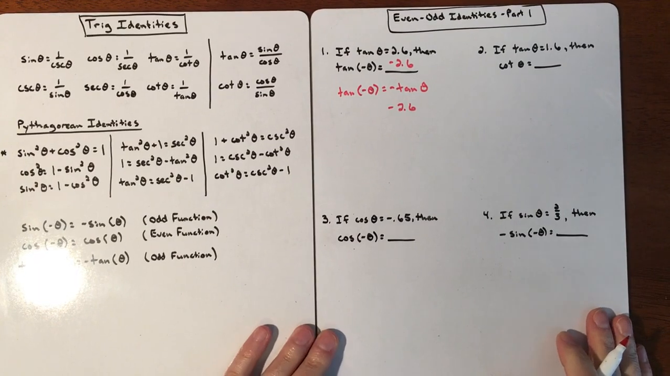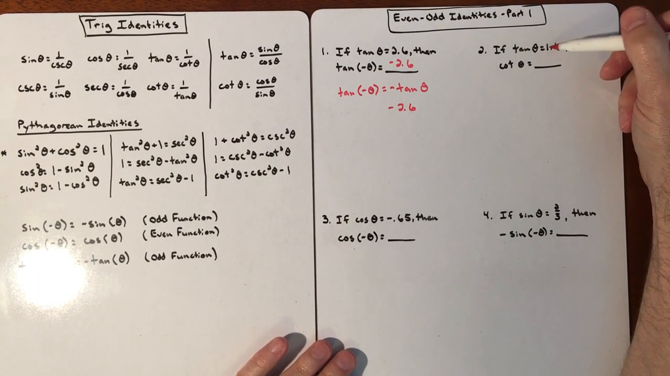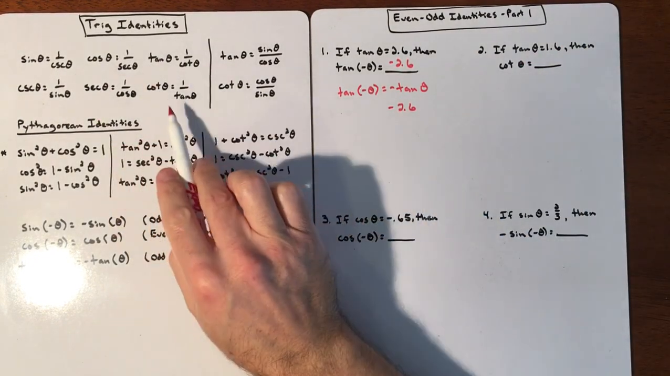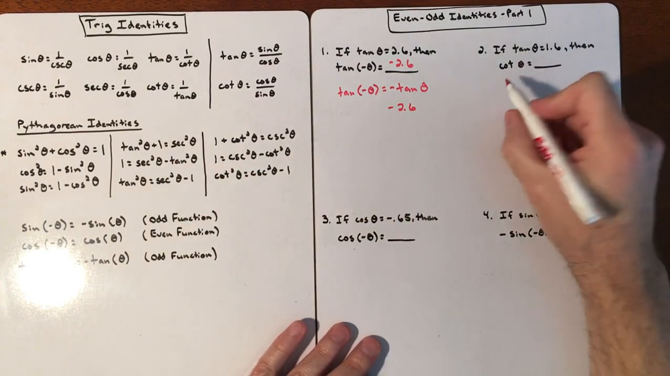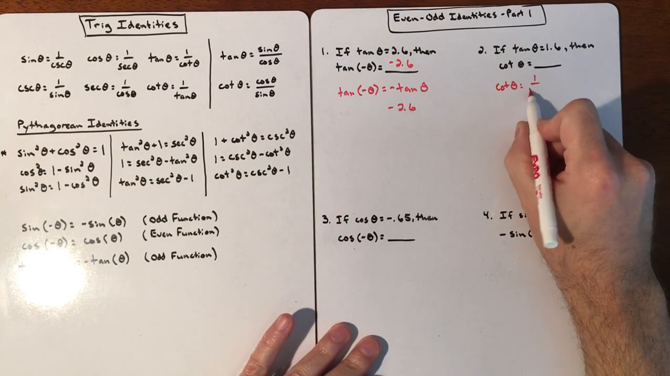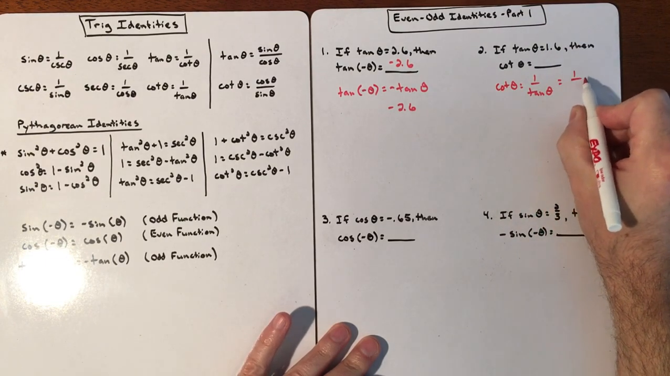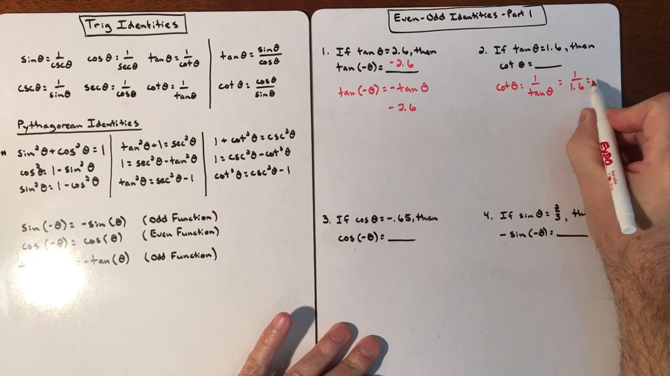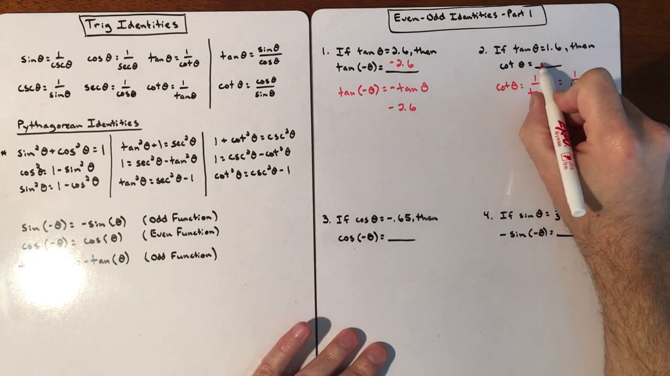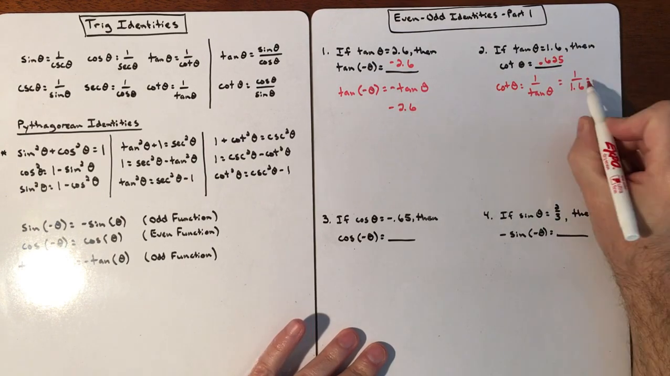All right, so if you have tangent of some angle equals 1.6, then what is cotangent? Well, cotangent is the reciprocal. So you're looking at cotangent being equal to 1 over tangent. And we know that tangent is 1.6. And so if you take 1 divided by 1.6, you get about 0.625. That is what that becomes.